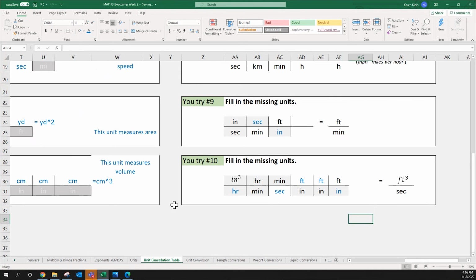So all of this that we're doing on this tab here is very important, and it deals with the unit cancellation table. And this cancellation table is something we're going to need in order to do some unit conversion. So let's move on to our next tab.